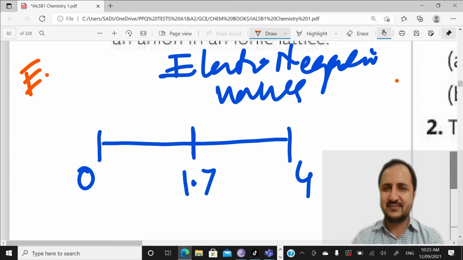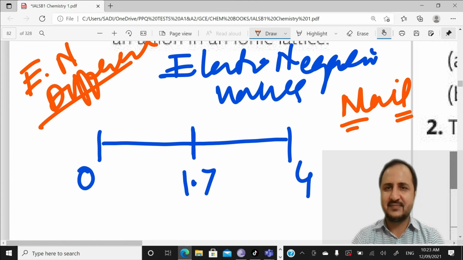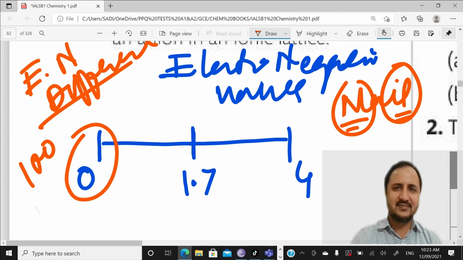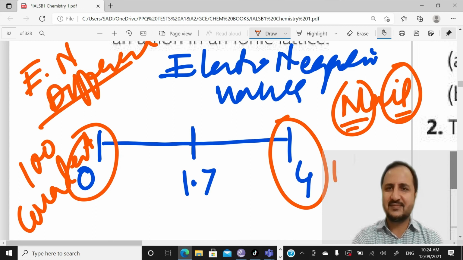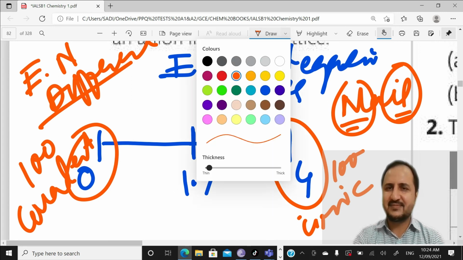Electronegativity difference. If you want to bring two atoms together like sodium and chlorine, you have to find the difference of electronegativity between these two elements. If the difference is 0, you get 100% covalent character. If the difference is 4, which is not possible at all, then you get 100% ionic. Are you with me? Yes, sir.